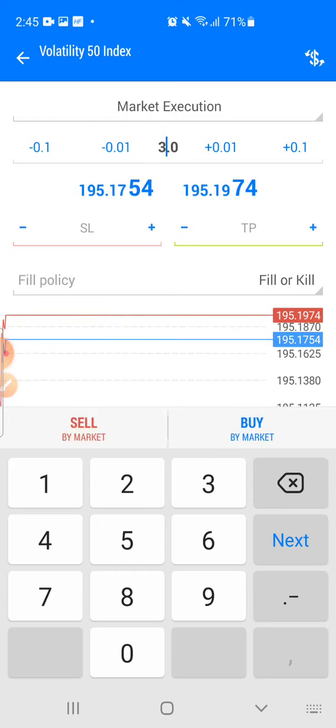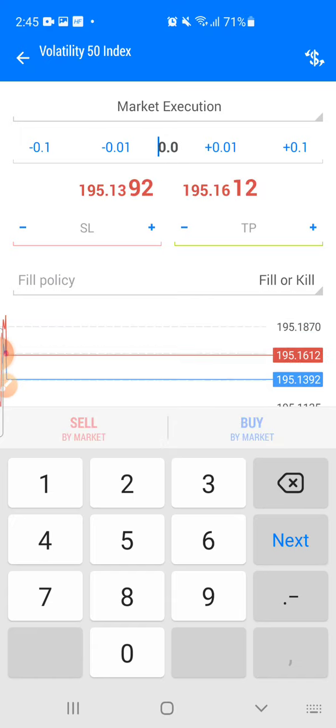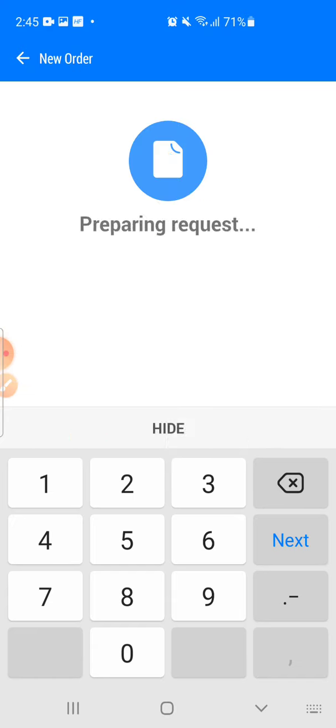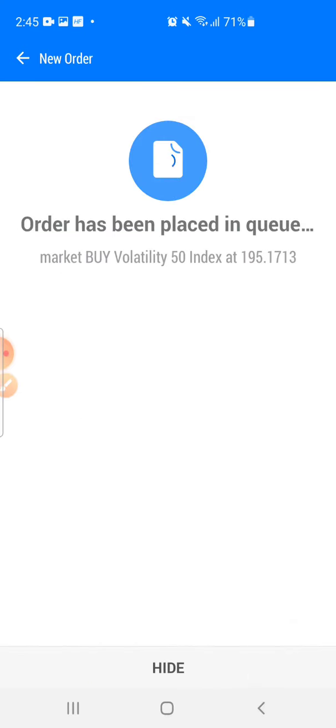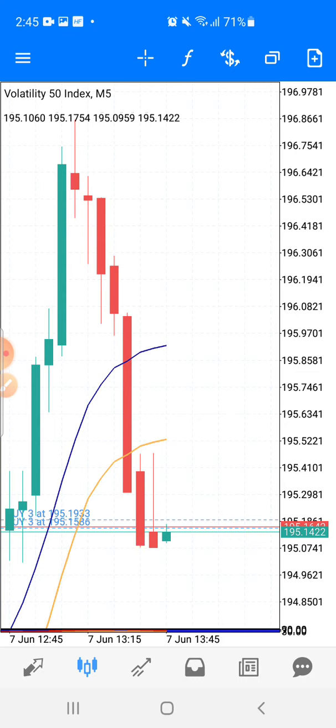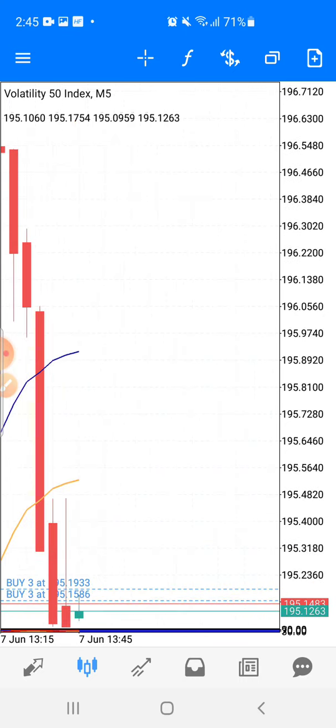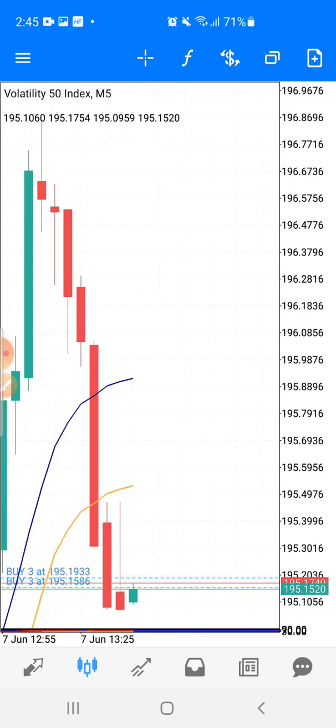So I think the lowest lot size for Volatility 50 is 3. So we are going to be buying Volatility 50. Okay, so we are going to be buying. So you see where I bought Volatility 50. So let's see how it plays out, whether we are coming out in profit or loss.